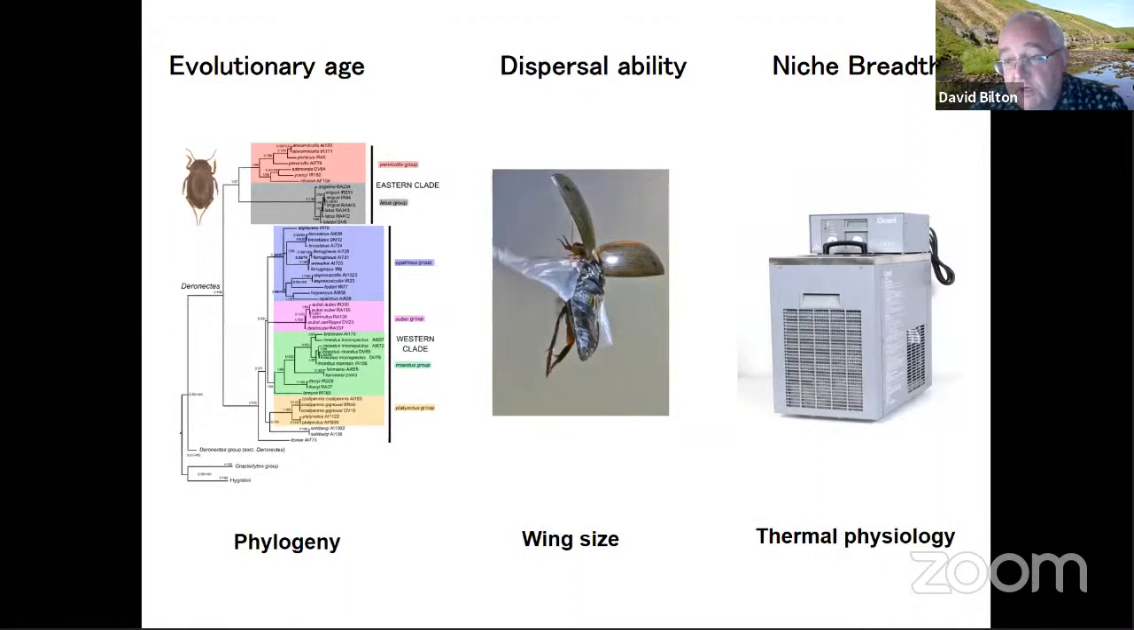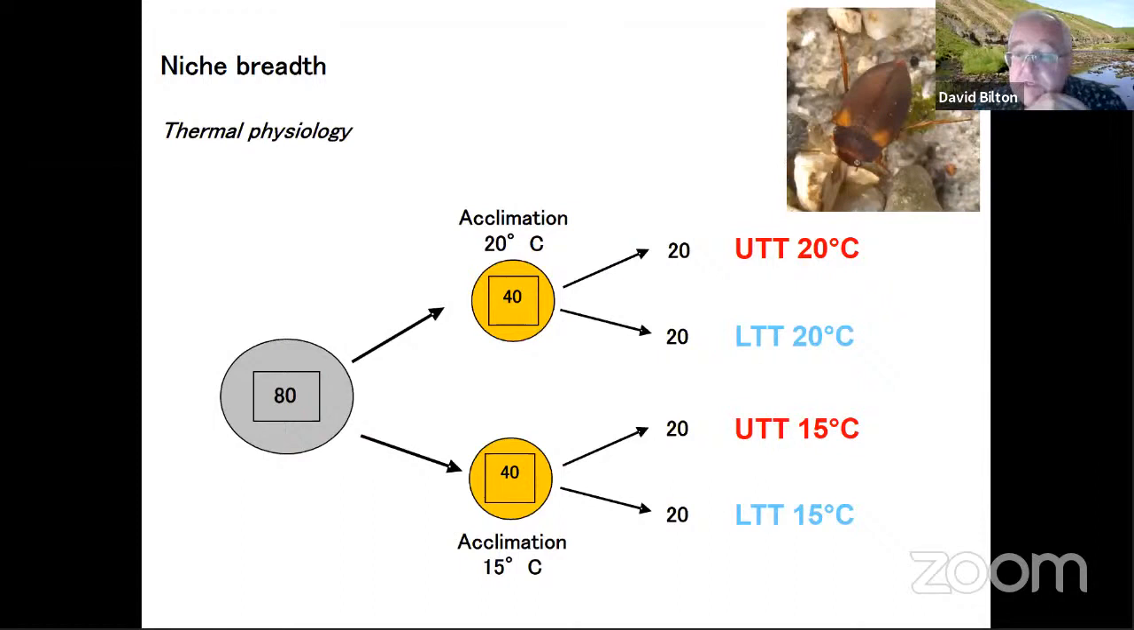So going into this niche breadth work in a little more detail, because it was relatively novel, we took relatively large numbers, up to 80 individuals per species if we could, and first acclimated them for a week at two different temperatures, both within the range they experience: one relatively stressful but not lethal, 20 degrees, and one more within the norms of what they experience, 15 degrees.